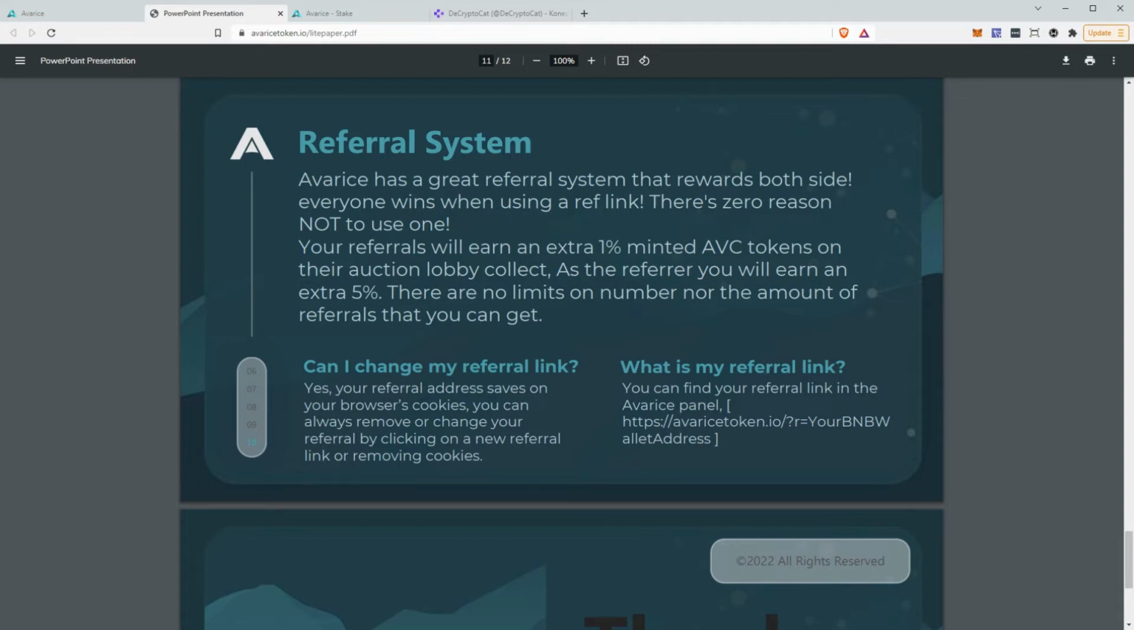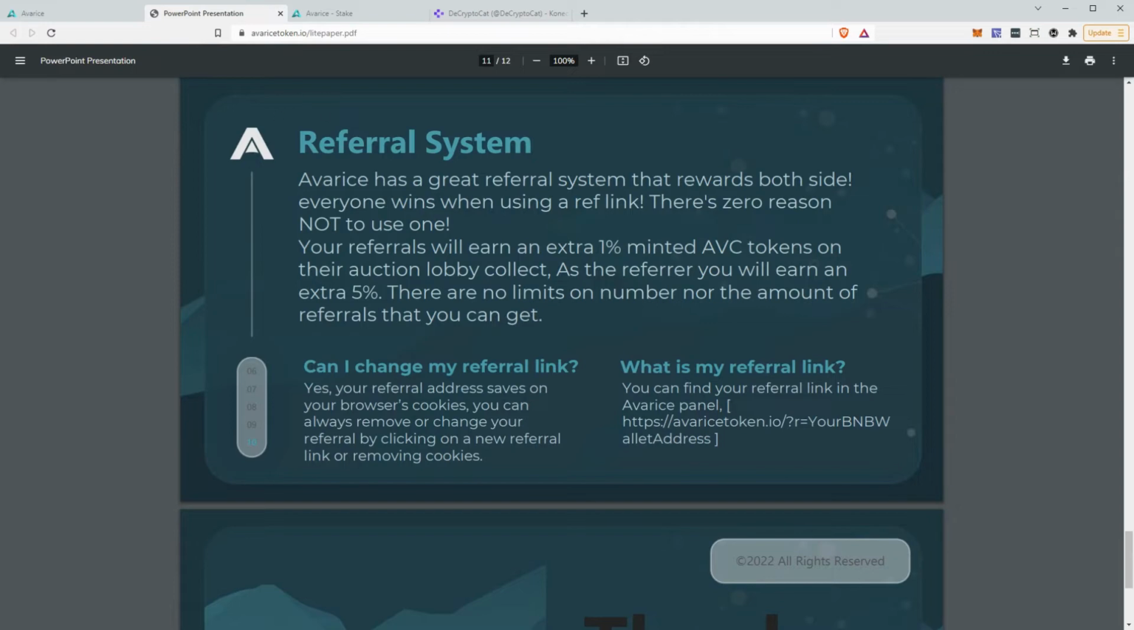So guys, something else about Avarice here too is you can change your referral at any time. All you have to do is remove your cookies in your browser and then click somebody else's referral link, and they'll switch your referral on the system. So that's kind of cool to see.